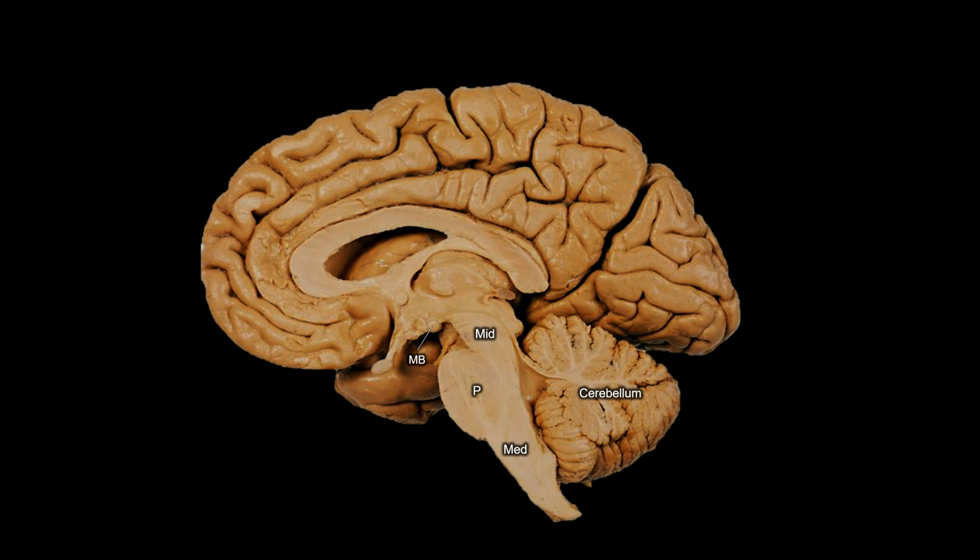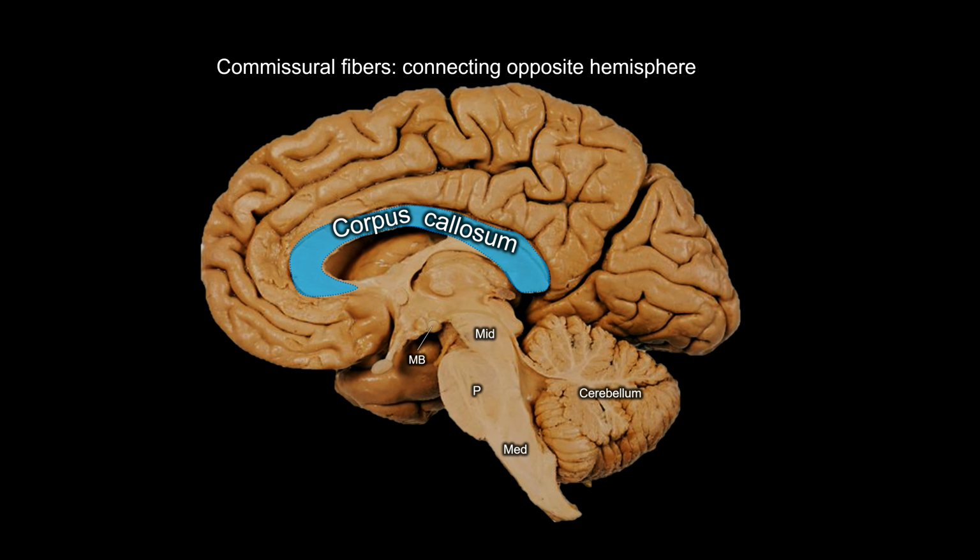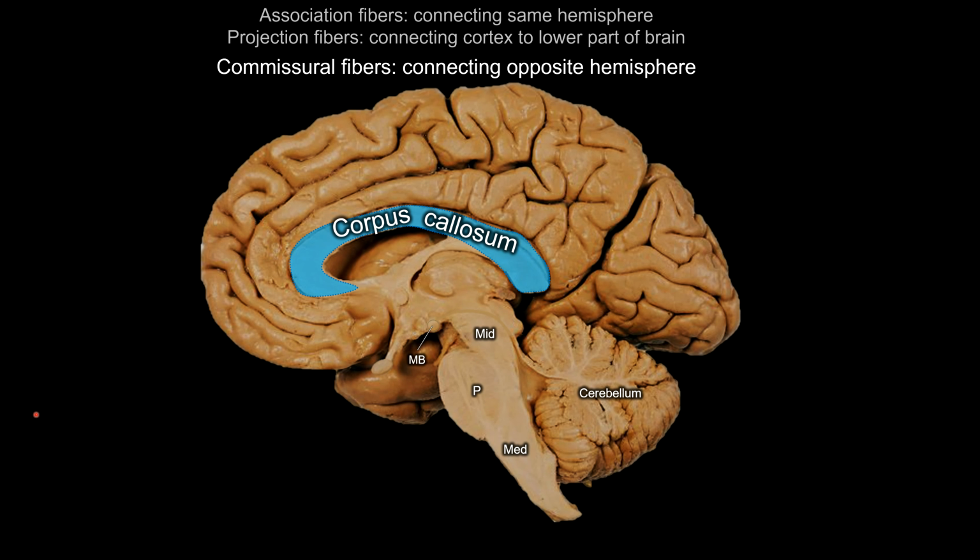Right in the middle, you have a large commissure fiber. Now, a commissure fiber is one that crosses left to right, so that's the corpus callosum. Contrast that to two other types of fiber: projection fibers that connect the superior part of the brain to the inferior part of the brain or to the spinal cord, such as the corticospinal tract, or association fibers that connect to the ipsilateral part of the brain, the same side of the brain to the same side of the brain.